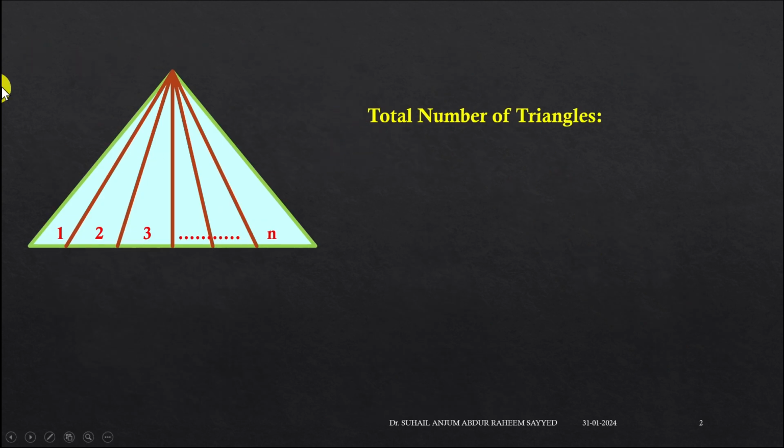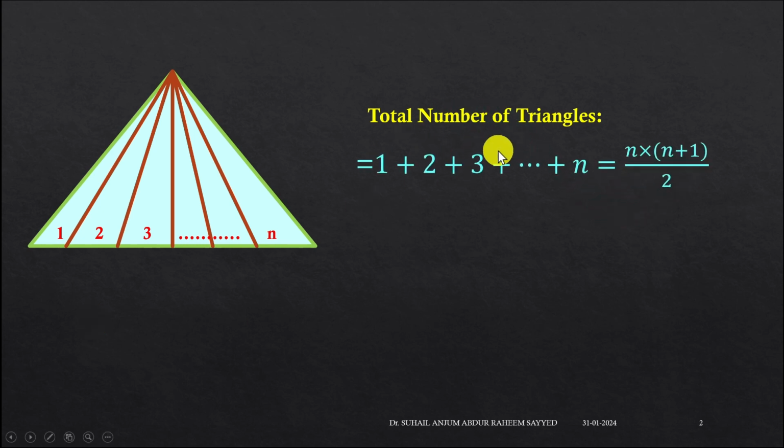Say, consider this type of triangle. Here we have n number of triangles like this. Then, to find out the number of triangles in this figure, we have a formula. The number of triangles is equal to 1 plus 2 plus 3 plus so on up to n. That means if these triangles go up to n, then we just add the first n integers. And this is equal to n multiplied by n plus 1, divided by 2.